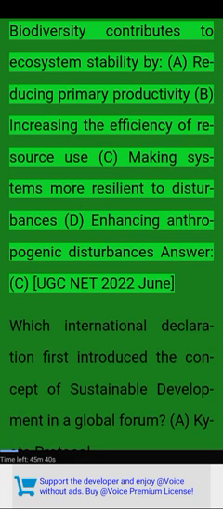Biodiversity contributes to ecosystem stability by A. Reducing primary productivity. B. Increasing the efficiency of resource use. C. Making systems more resilient to disturbances. D. Enhancing anthropogenic disturbances. Answer. C. UGC NET 2022 June.